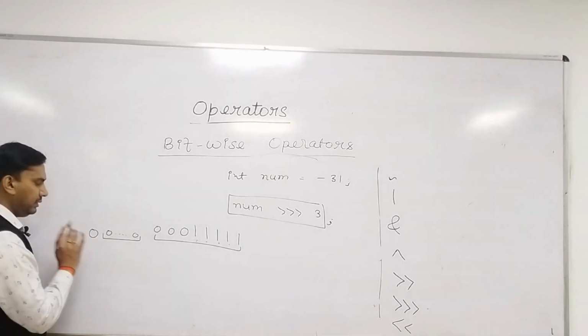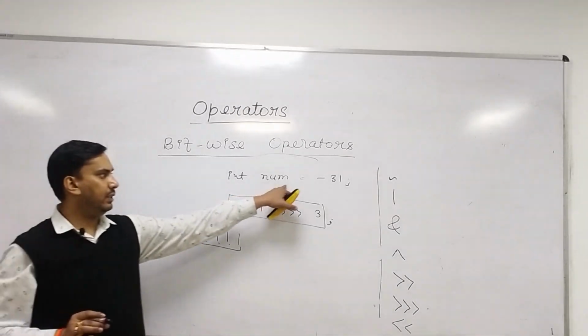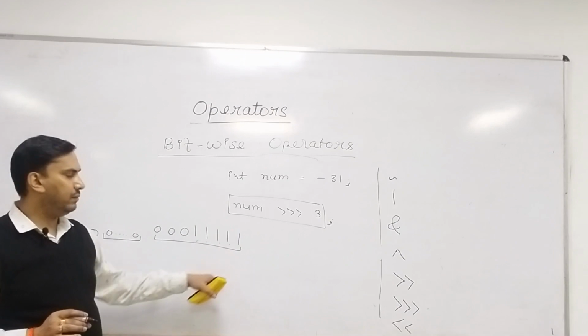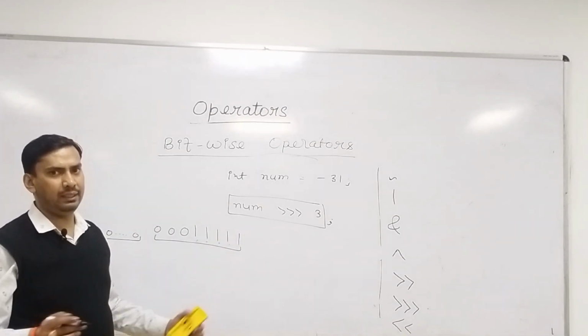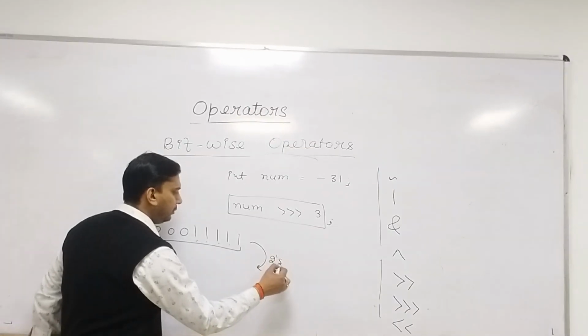And MSB as 0. So this is your 31. But I don't want to represent 31, I want to represent minus 31. Minus 31 means, how will you convert into minus 31? We will take the 2's complement. So let us take the 2's complement.